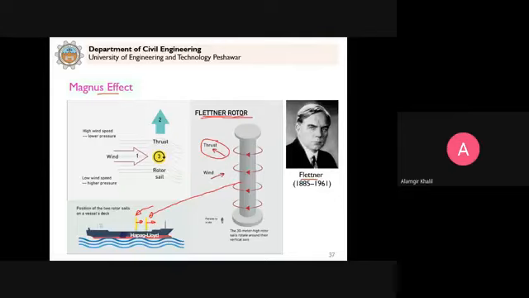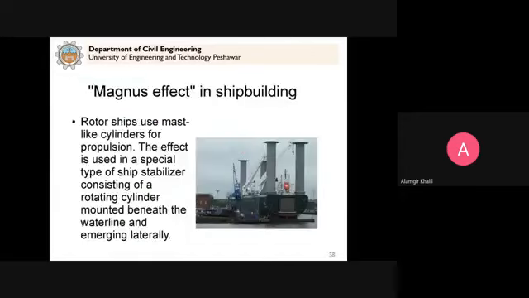And because of this Magnus effect, it can produce a thrust, clear? Thrust, which will push this sea ship in the forward direction. So based on this idea, these large ships were developed in the 1920s. In shipbuilding, this idea was used.